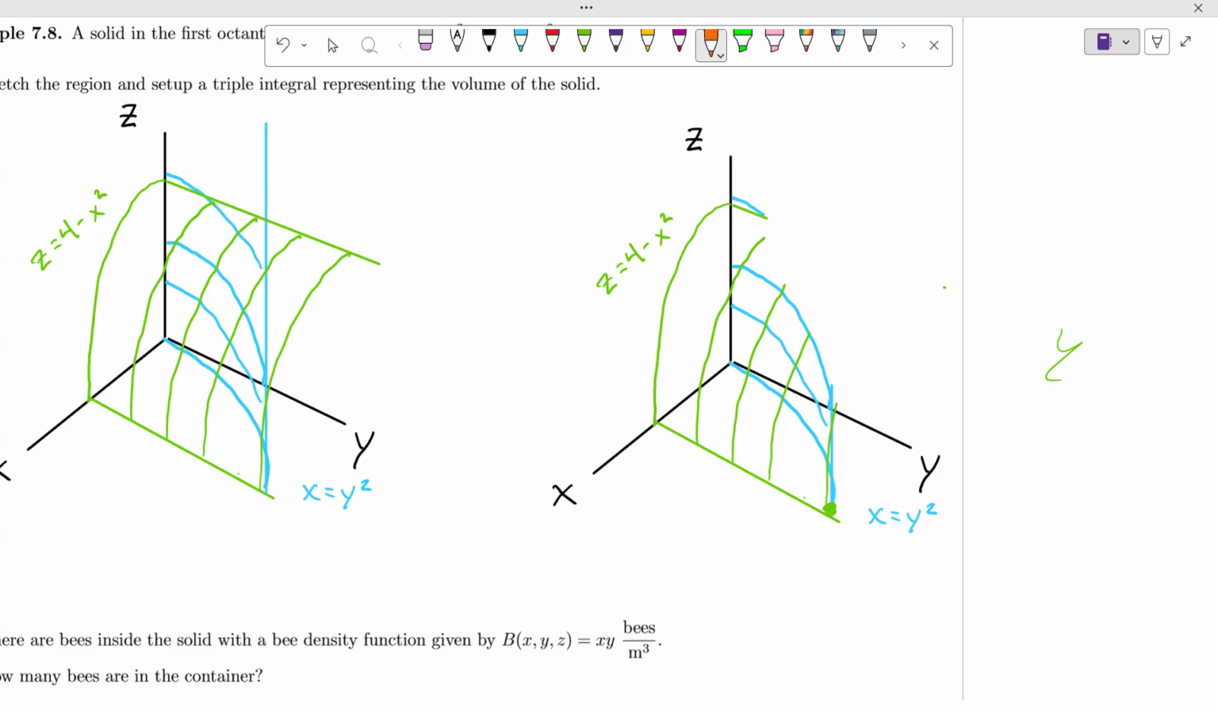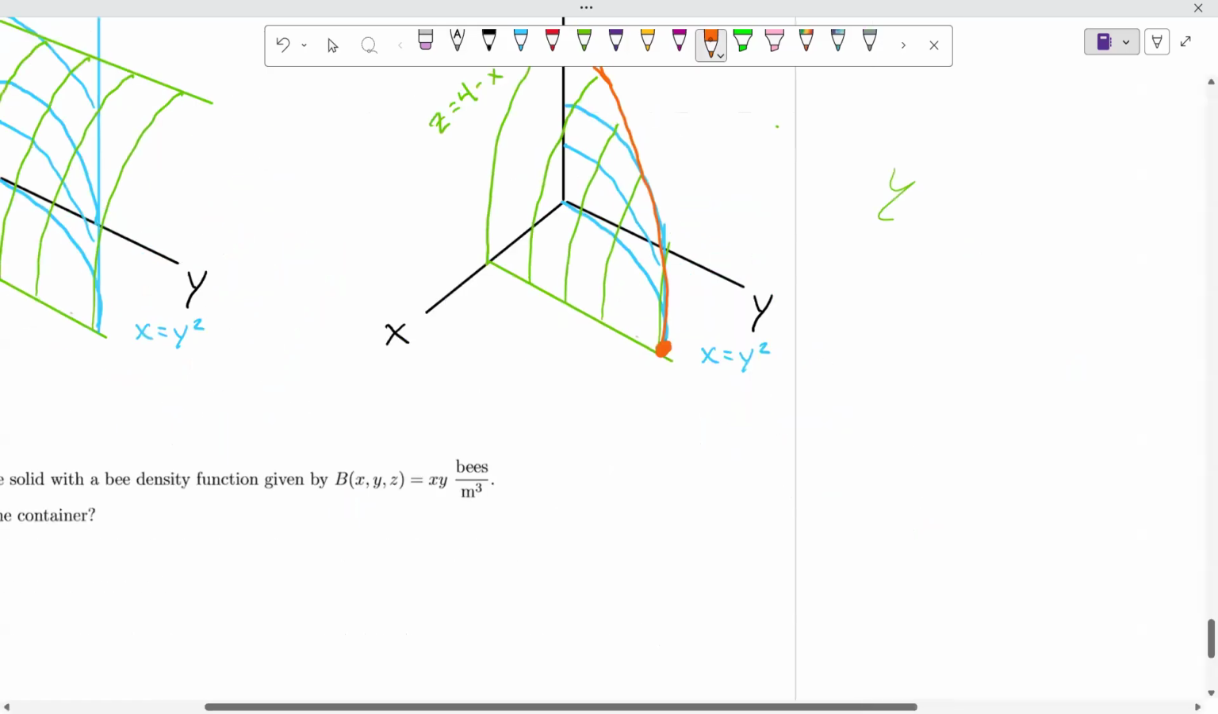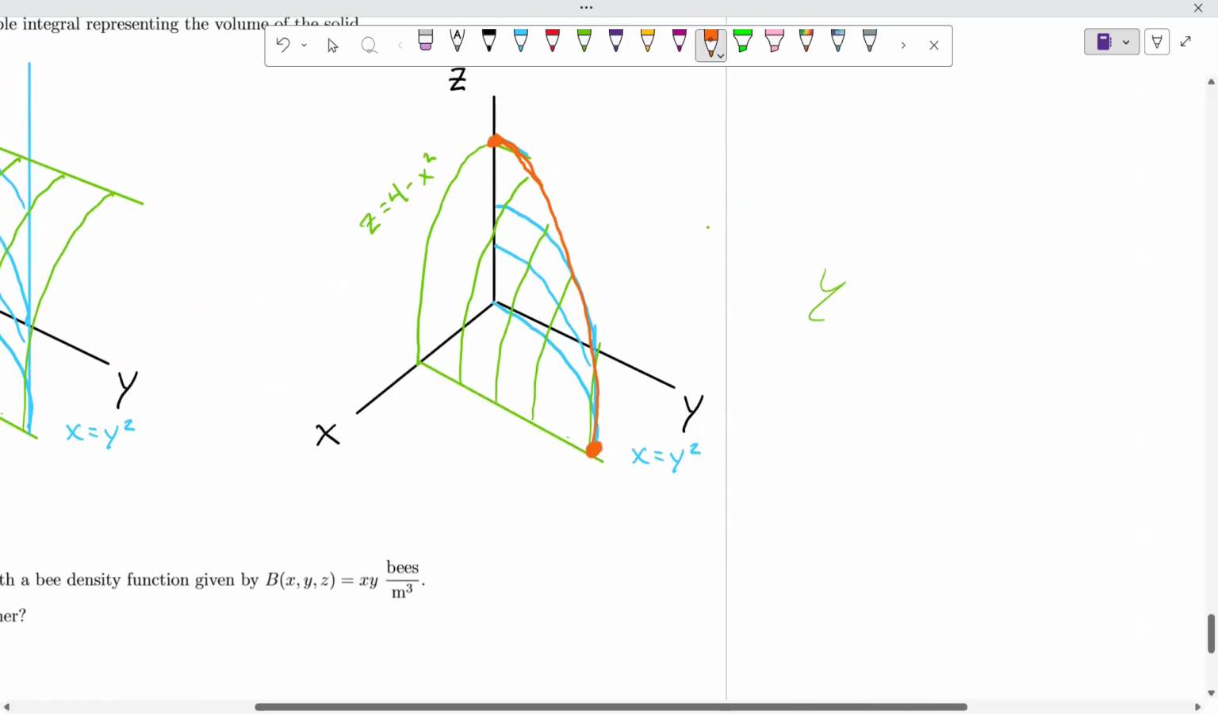Maybe I should draw this in a new color. It intersects down here in the XY plane, kind of follows that original blue parabolic curve I drew in, but it needs to work its way all the way up to come to that point of intersection along the z-axis as well. Again, I think our shape kind of looks like this. Keep darkening that line in because I don't want to see the parts that are behind it.